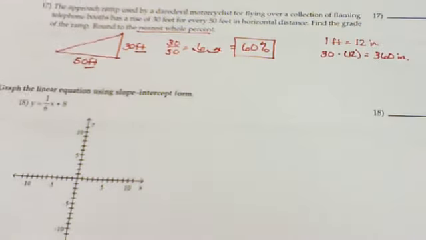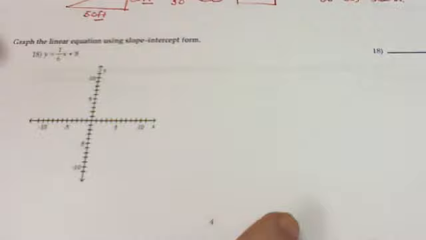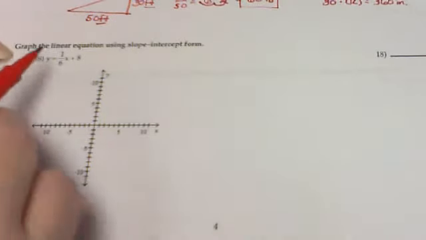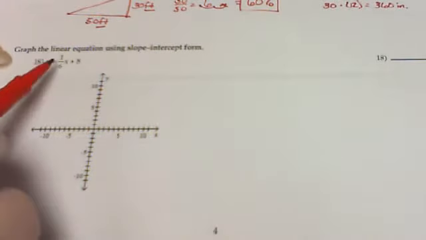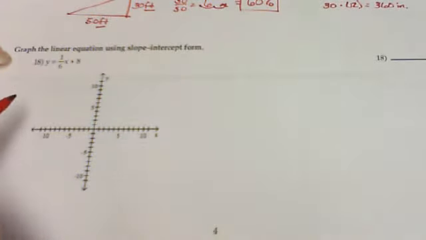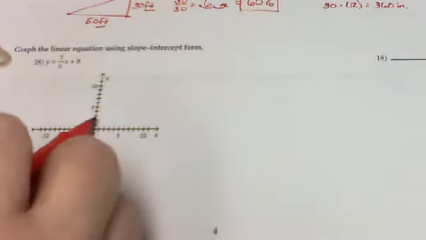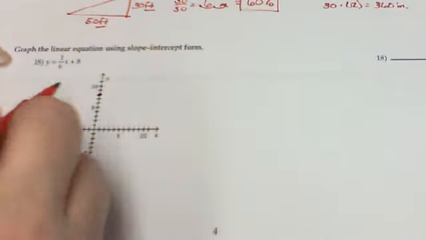Problem number 18. They want you to graph the linear equation using slope-intercept form. We talked about how slope-intercept form is y equals mx plus b, and this is already in y equals mx plus b. Now we get to use the information about rise over run to help us graph. So this says that we need to start at 8 for our y-intercept. So I go up to 8 on my y-axis, and I put my dot.